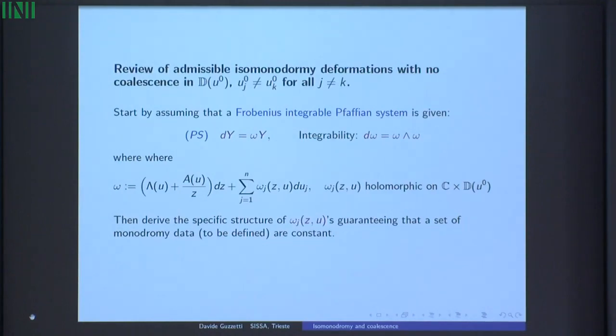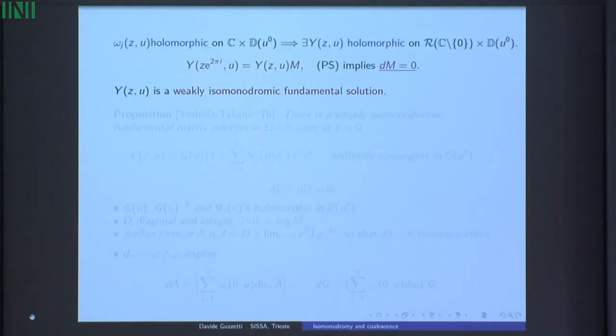So if we derive a specific structure of these omega j's, we can guarantee that some monodromy data are constant. Actually, I have not defined the data yet, but I will define them. So first of all, the fact that these coefficients are holomorphic allows you immediately to conclude that there exists a holomorphic solution, which depends holomorphically on the parameters u, and has a singularity at z equal to 0.